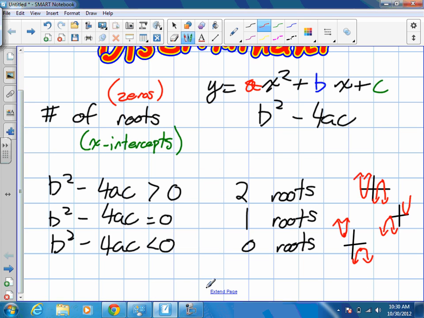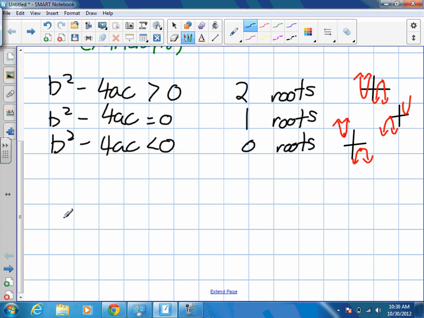Okay, who wants to make up the numbers? 6, 4, and the last one, 9. Okay, perfect. So we're in standard form here. We have 6x squared plus 4x plus 9. We need to discover how many roots there are in this equation.